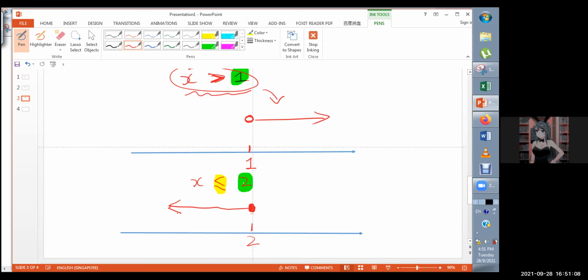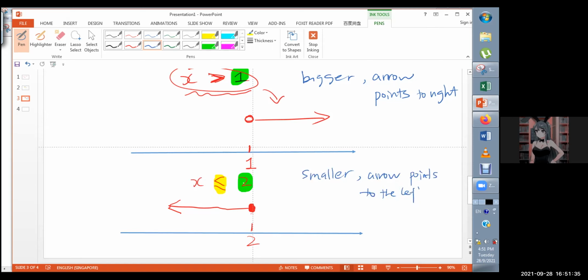So basically the step is, if it's bigger, the arrow points to the right. And if it's smaller, then the arrow points to the left.